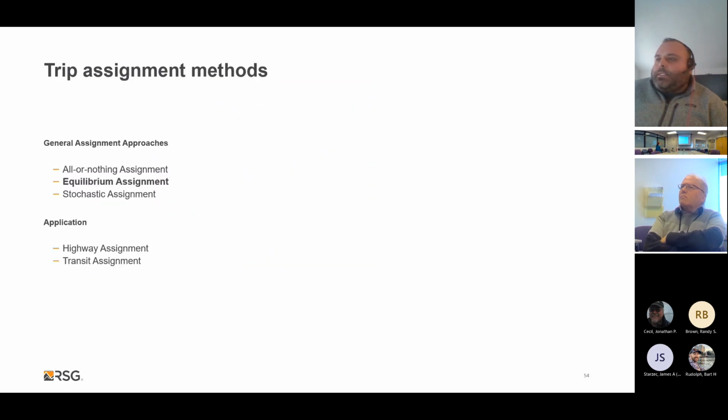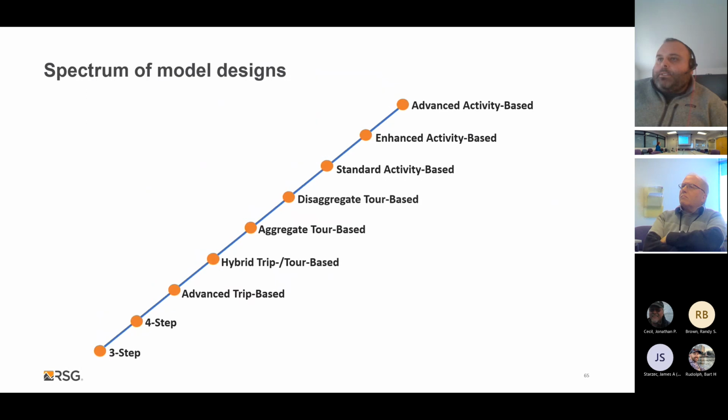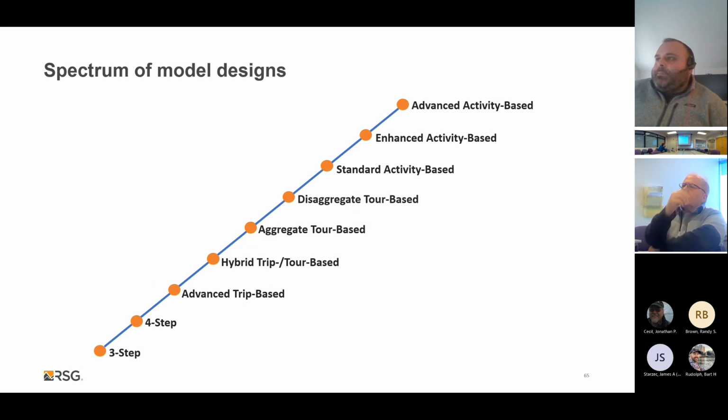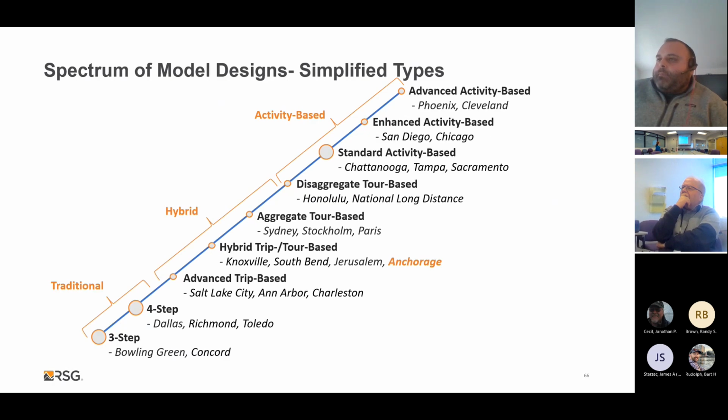We're going to skip through the assignment stuff, and we're just going to go to the AMATS model structure. So we have a spectrum of travel demand models, from a 3-step model to a 4-step advanced trip-based, all the way to activity-based models on the right. These are the different regions and where they fall, and you can see where Anchorage falls. Anchorage has a hybrid advanced 4-step model. We'll get into what makes it this hybrid trip tour-based model in a little bit, but it's one of the most advanced 4-step or advanced trip-based models that you can develop in the country.